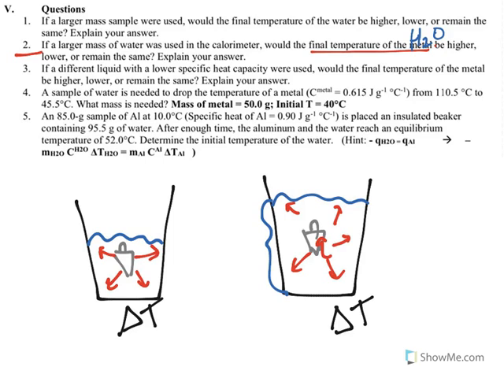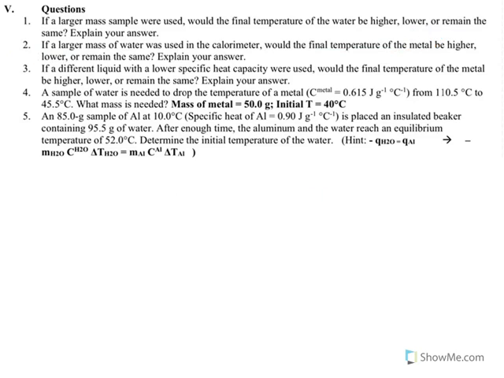But if you have a larger sample of water, and you're releasing the same amount of heat in both cases, then with the larger amount of water, that temperature difference is going to be less than the initial scenario. So the final temperature of the water is going to be lower, which means the final temperature of the metal will also be lower. All right, let's take a look at question number 3.